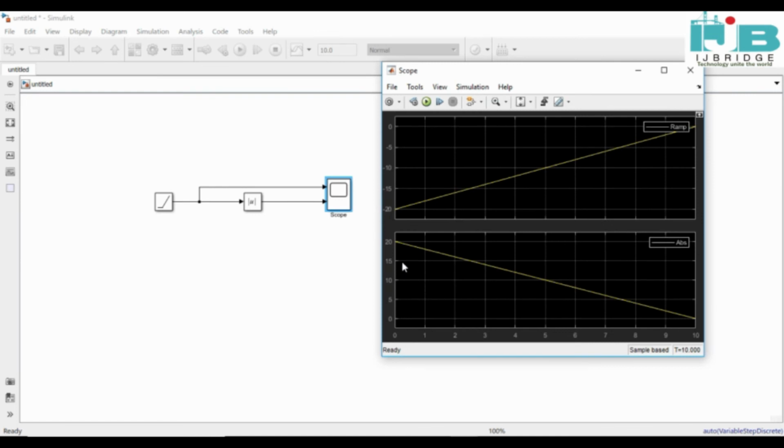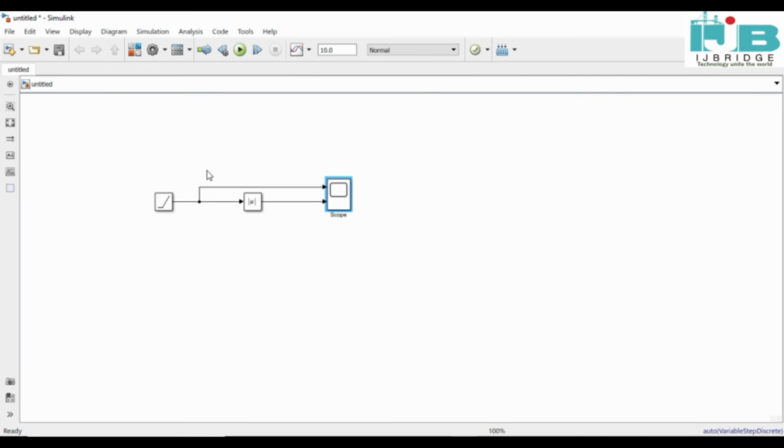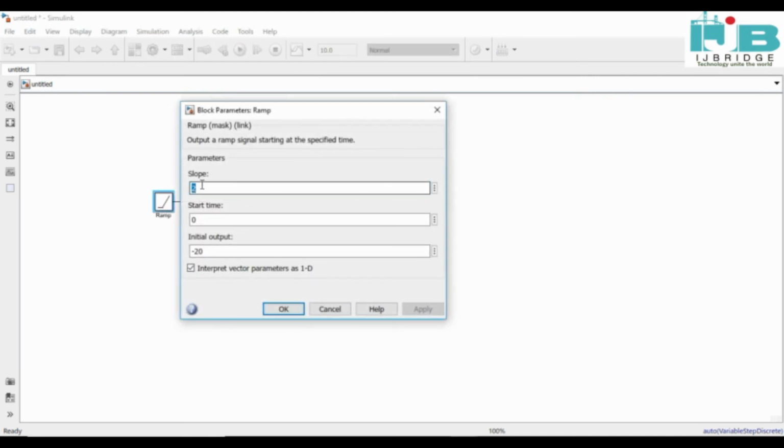What I feared happened: the value is coming up to 0 only, not beyond 0. So it is just an inverted graph. This is my ramp from -20 to 0, so it is becoming +20 to 0. It is the absolute value. So let us run it for more time, or let us make the slope 3, apply, okay, and run again.